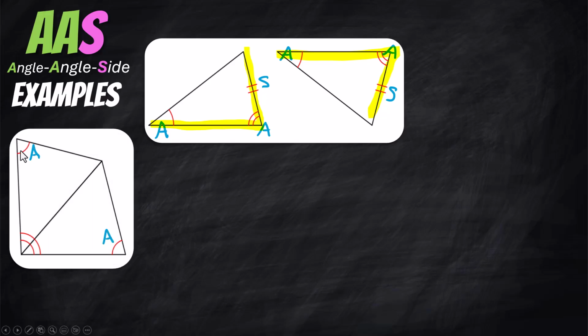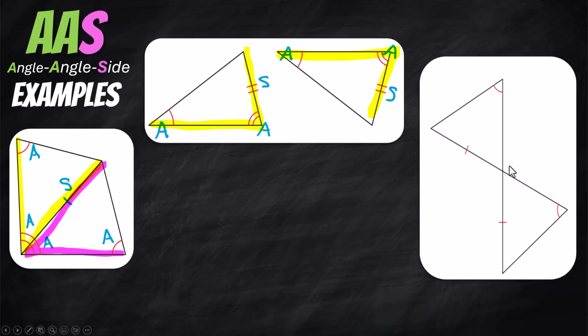Look at this one. Angle, angle, and then the side is the one that they're sharing. It's not the side that's between the angles. It's angle, angle, side. Now here is interesting because we have vertical angles. Remember, that's a definition. Nobody needs to tell you that those are congruent. You know that they are. So we have angle, angle, and then there's our side. Angle, angle, side.